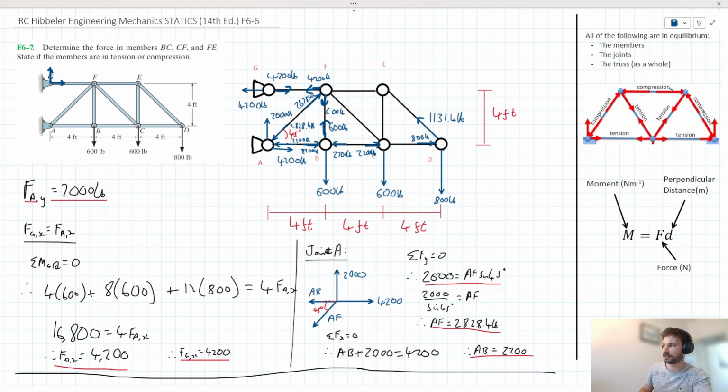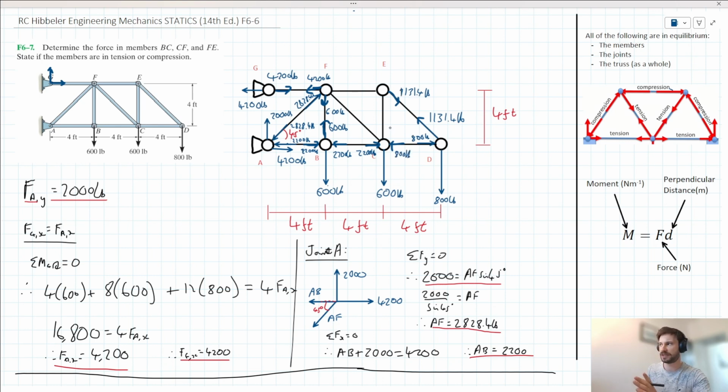Again, since we've added forces at joint D here, we can go ahead and add more forces at joints C and E. So at E, we'll have that 1,131.4 acting as well. And at joint C, we'll have that 800-pound force acting to the left. We're almost there with this problem.